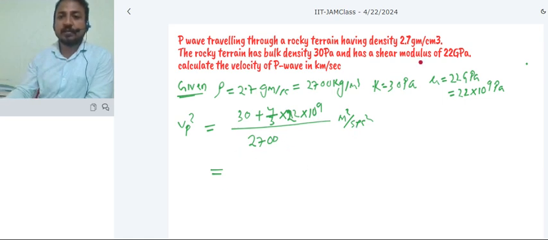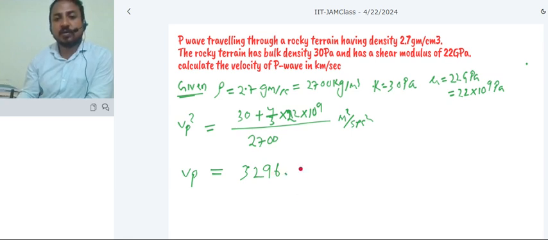So now we have to calculate this. You can use a calculator. So we will use the calculator. Vp will be, we will solve and take the root over. So Vp will be 3296.088 meter per second. You can write down 3.2 kilometer per second. This will be your answer.